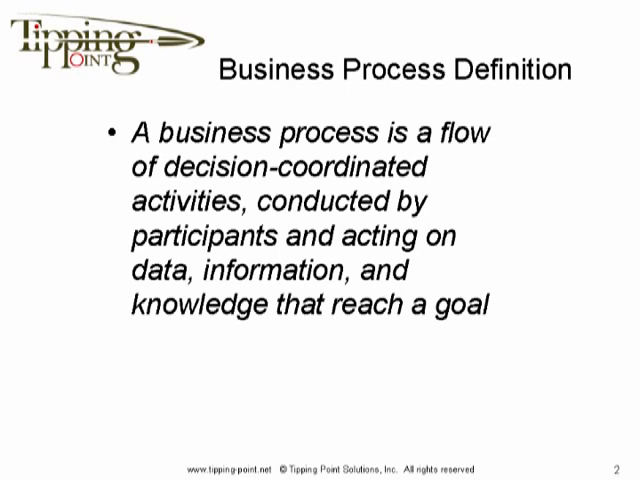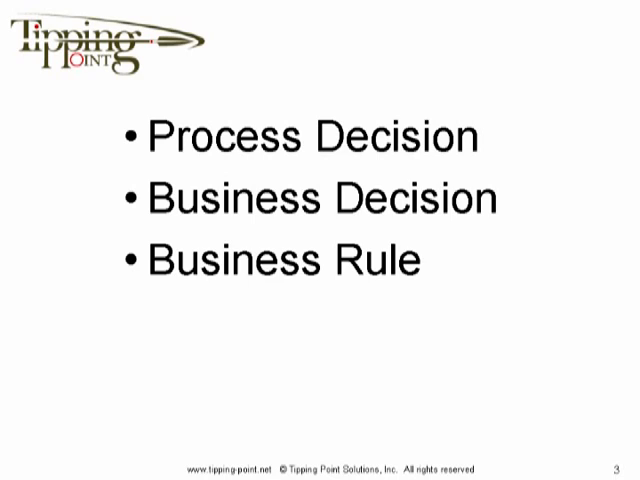First, when thinking about decisions, business rules, and business processes, I like to return to the definition of a business process. A business process is a flow of decision-coordinated activities conducted by participants acting on information, data, and knowledge to reach a goal. With respect to the business process, one of the very early terms is that decision. What is a decision in terms of a business process? A decision is a determination about or a judgment about a business term or concept. And those business decisions are supported by one or more business rules.